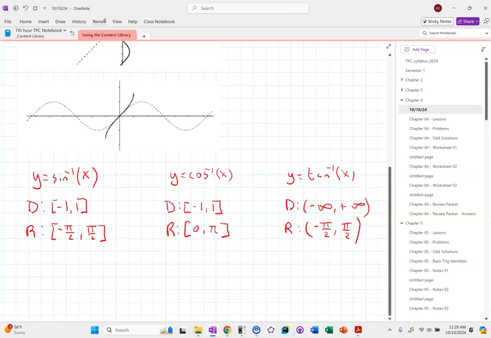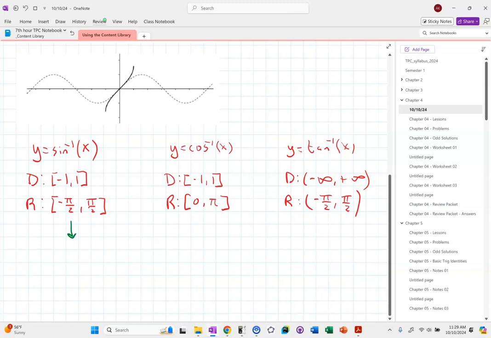Emily, you have a guess? Perfect. What Emily's saying is that -π/2 belongs to this set because of the bracket, but -π/2 would not belong to that set because of the parenthesis. Or if you want to think about this as an inequality, the brackets are or-equal-to inequalities, and the parentheses are strict less-than or greater-than inequalities.